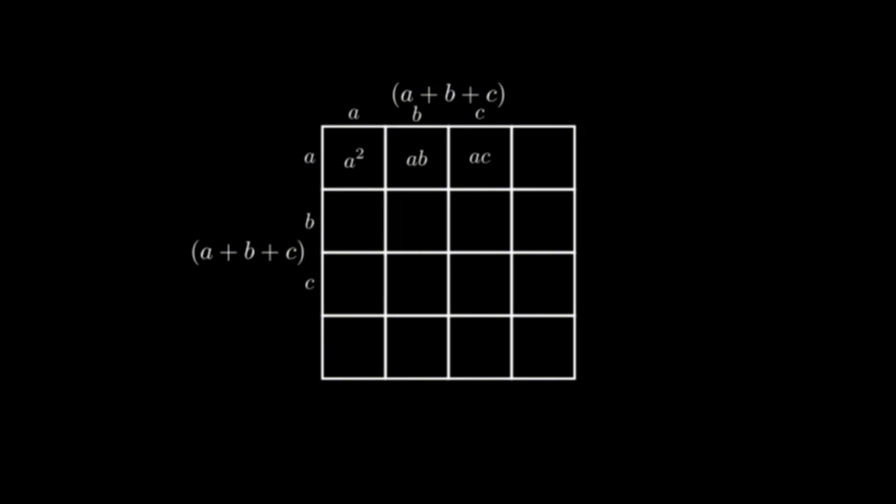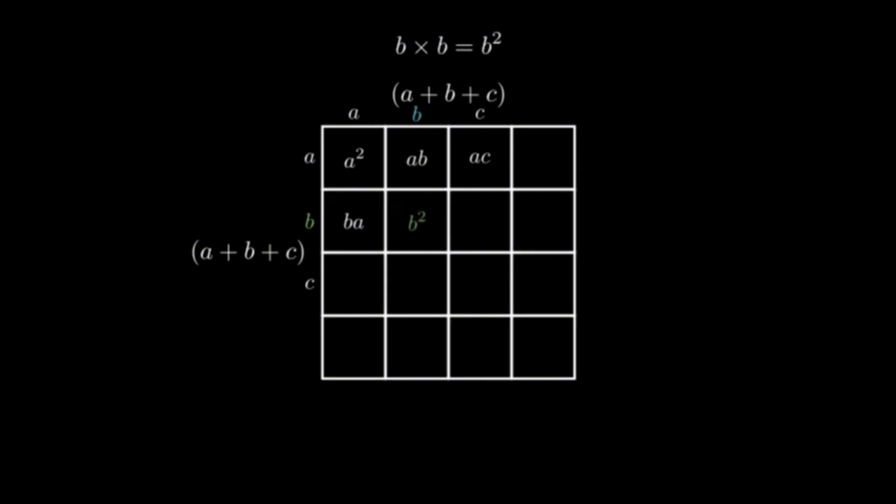Now we'll move to the second row, where we'll multiply B by each term in our trinomial. This follows the distributive property, where B multiplies each term inside the parentheses. We'll work systematically, multiplying B by each term in the trinomial and placing each product in its corresponding cell in our grid. First, we multiply B by A, which gives us BA. Since multiplication of variables is commutative, BA equals AB, but we'll write it as BA to keep track of which row we're working with. This product goes in the cell where the B row meets the A column.